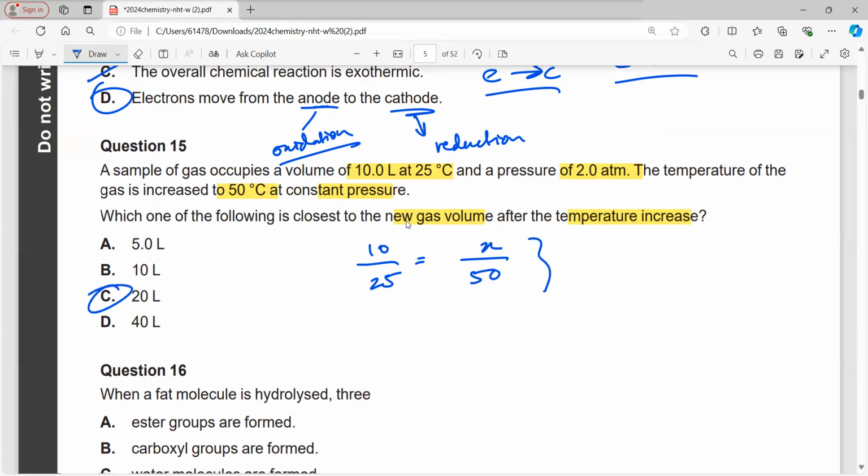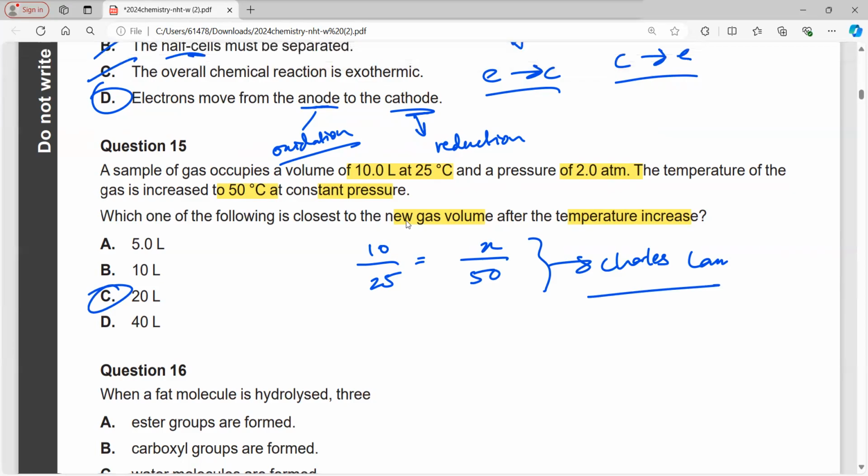Okay, I think this is to do with Charles's law. It's not tested as much, so it was pretty surprising to see this.